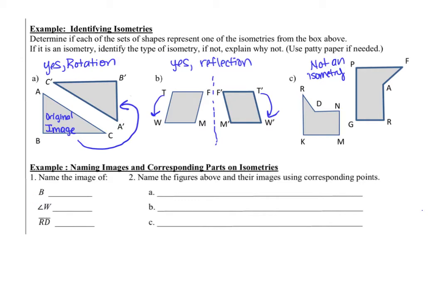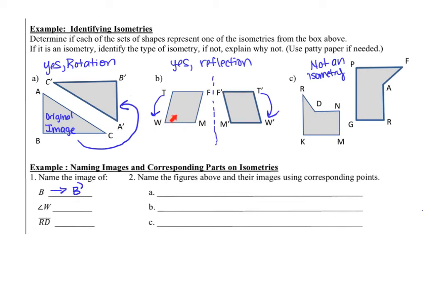So like the vertices up here, they just were labeled with a letter. The image, or the new image, will have that apostrophe, and we call that prime. So it'll be B prime. So this will tell us that it's a new image, that something was done to the original to get this new image.